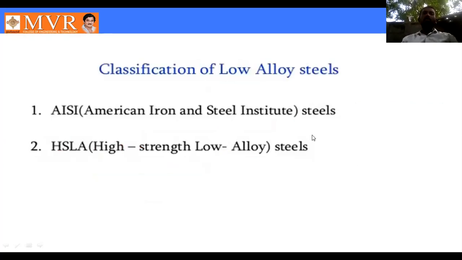Classifications of low alloy steel. Again we have two classifications. The first one is AISI, which means American Iron and Steel Institute steels. The second one is HSLA, which means high strength low alloy steel. That is the classification of the low alloy steel.